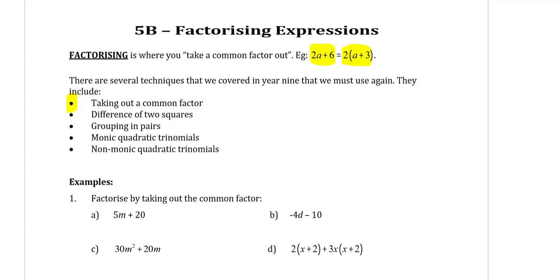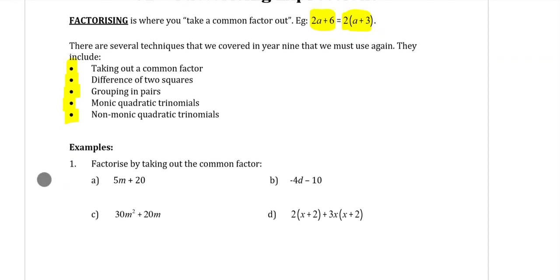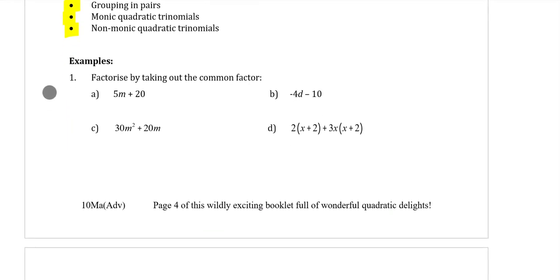But there are many other types that we need to learn about as well. So there is a difference of two squares, grouping in pairs, monic quadratic trinomials, and non-monic quadratic trinomials. So we are going to look at the first 3 of those today, and then we'll spend some time on the final 2 a little bit later on. So let's go through the first type, taking out a common factor.